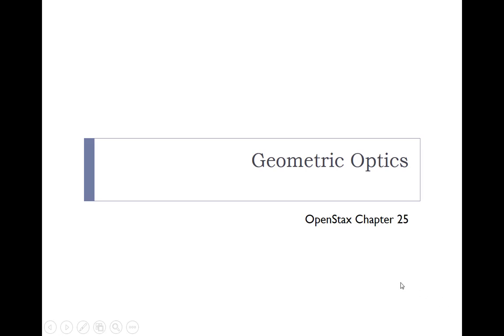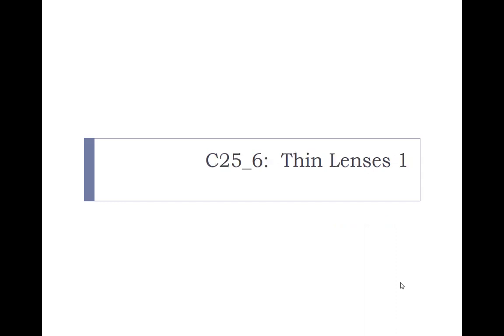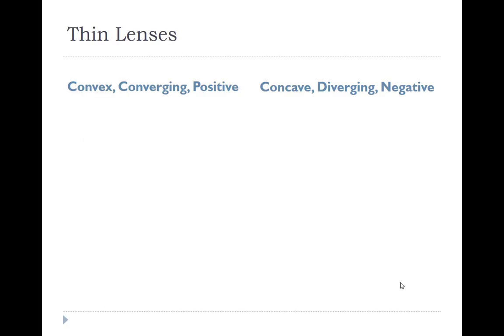And welcome to the sixth section of our unit on geometric optics. In this section, we're going to begin looking at thin lenses. So first off, just as we had two types of spherical mirrors, we have two types of thin lenses. Each one has three different names, just because.